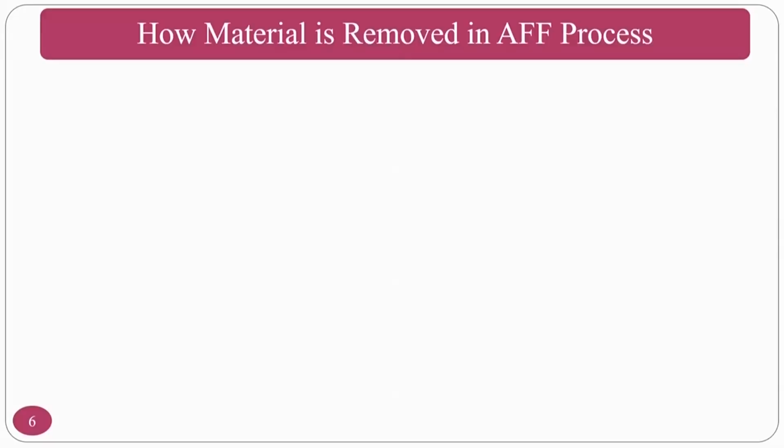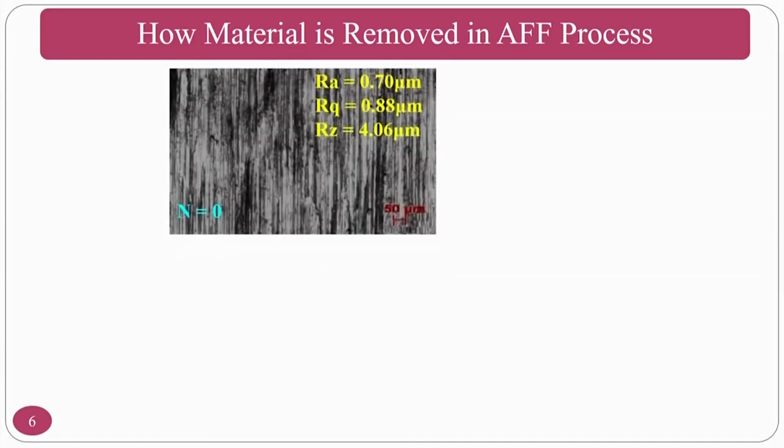If you see the material removal mechanism in this particular process, initially we have the grinding surface. Assume that this particular surface is the aluminum alloy and silicon carbide metal matrix composite. This is the initial surface roughness, where you are going to see the initial grinding marks. These are the grinding marks which you can call a lay.